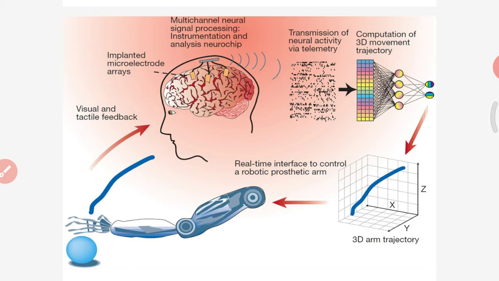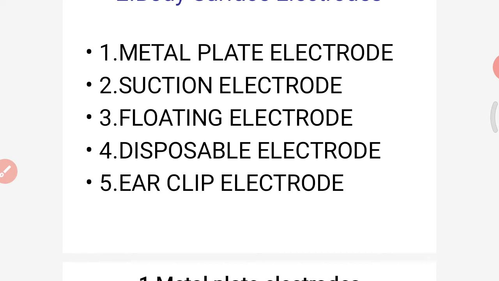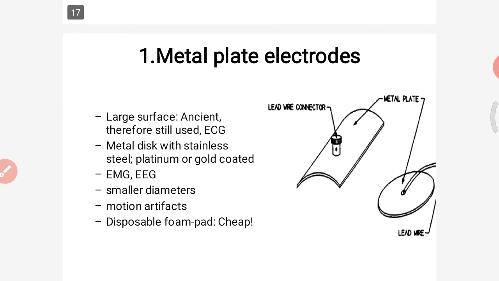also. Okay. Then another one is body surface electrodes. The types of body surface electrode: metal plate electrode, suction electrode, floating electrode, disposable electrode and ear clip electrode. So these are the different types. In the metal plate electrode example, there is a lead wire and a plate, with the lead wire at top and bottom to connect the interfacing scalp, that is your metal disc.